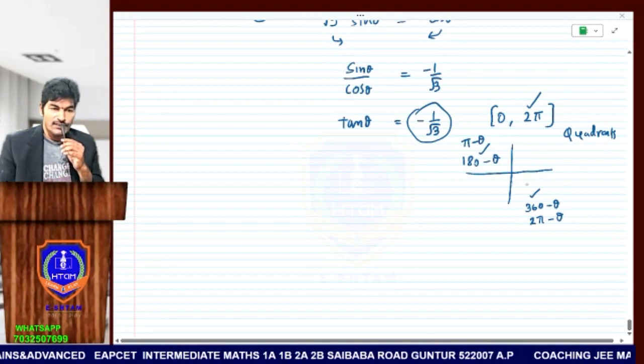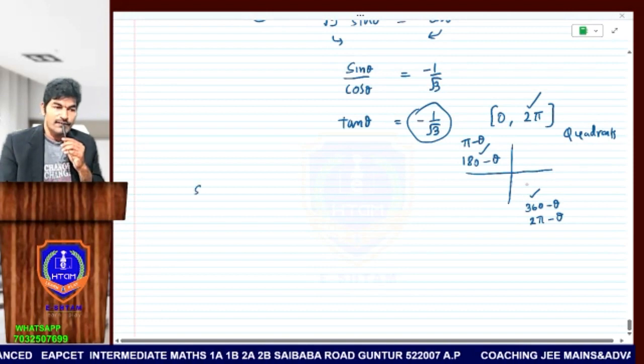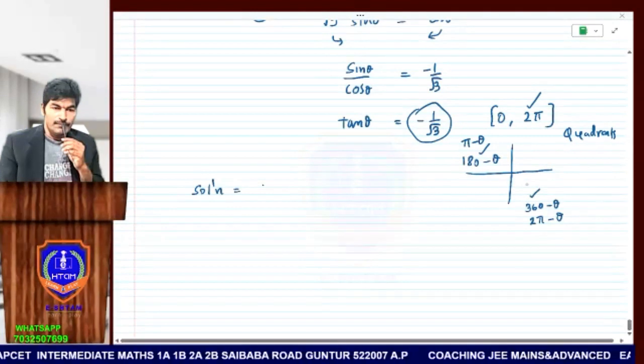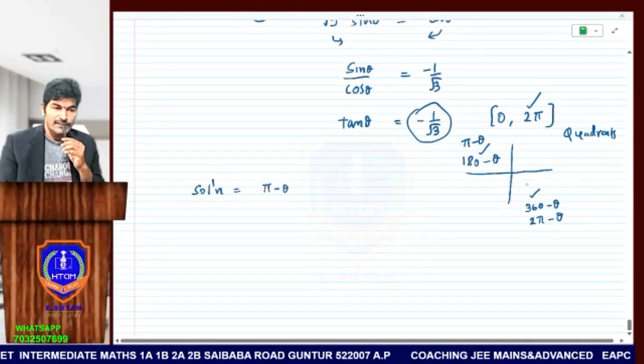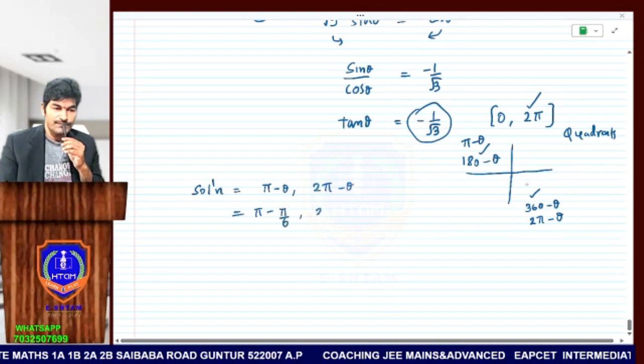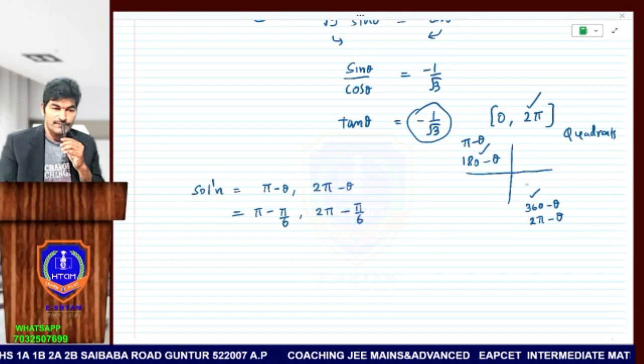And now the question is, which angle belongs to 1 by root 3 in tan theta? It will be 30 degrees. Yes. The solutions are pi minus theta and 2 pi minus theta. 30 degrees means pi by 6. Pi minus pi by 6, comma, 2 pi minus pi by 6.